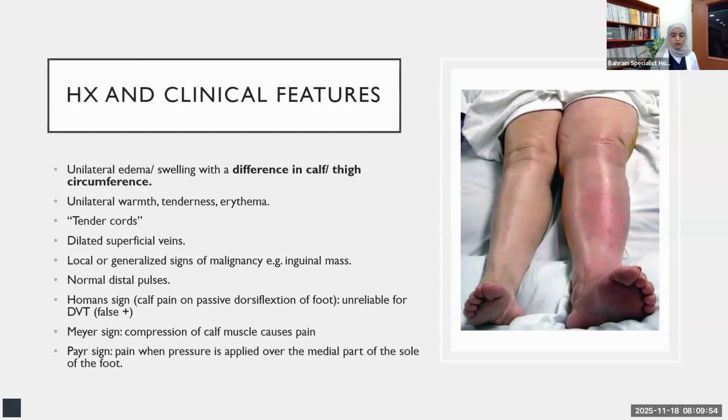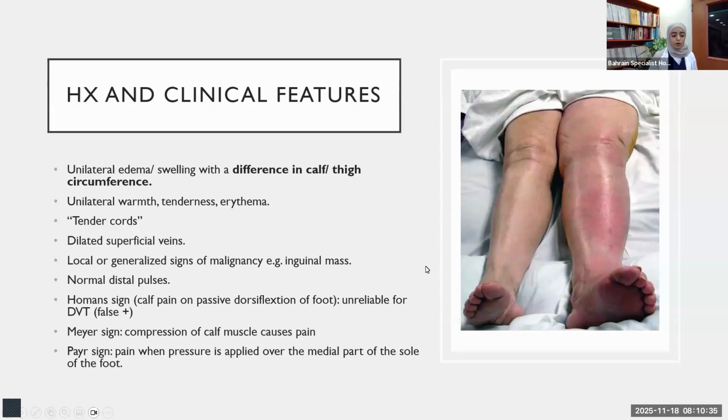On examination, you will notice that the patient might have unilateral edema, swelling, difference in the calf or thigh circumferences between the two limbs. Upon palpation, there will be warmth, tenderness, and erythema compared to the other limb, and tender cords because of the inflammation or the bulging of the superficial veins. There could be also local or generalized signs of malignancy, like an inguinal mass, because malignancy could be the provoking factor for the DVT. The distal pulses could be normal.